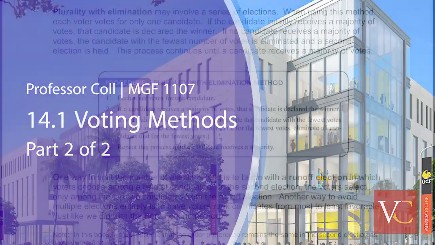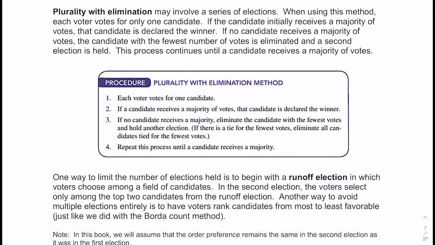Hi everyone, in this video we're going to look at the next two voting methods, which are the plurality with elimination method and the pairwise comparison method. In the previous video for 14.1 we looked at two other voting methods, which were plurality and the Borda count method. So let's take a look at plurality with elimination here.